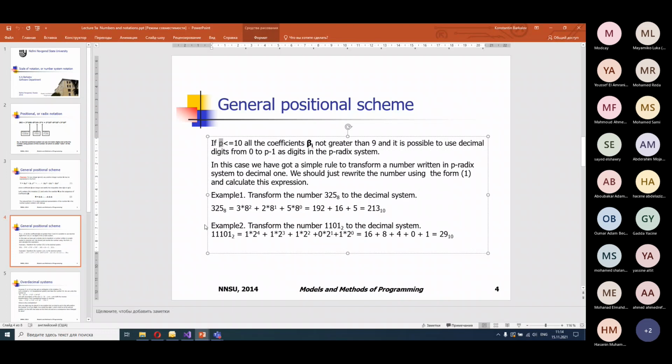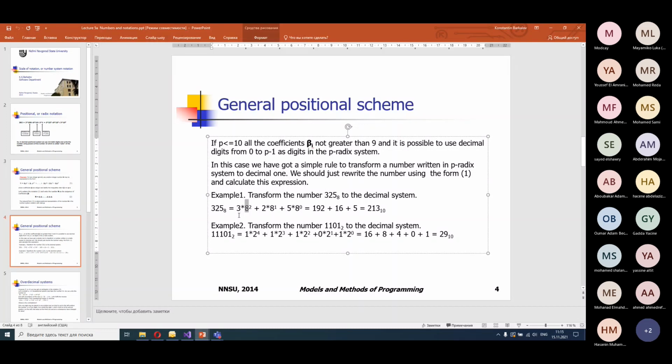Let's consider these two examples. The number 325 that is written in the system of notation with radix 8, the octal system. How to transform it into our usual system of notation? First, we should number the digits from right to left, starting from 0: 0, 1, 2. After that, we should write the corresponding formula.